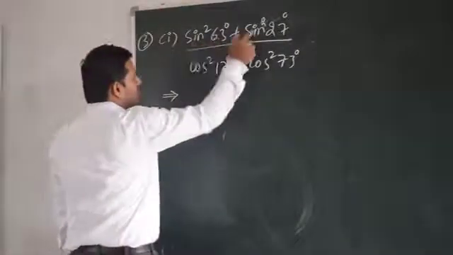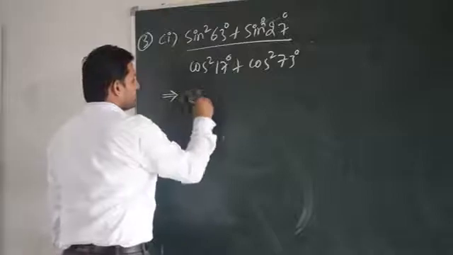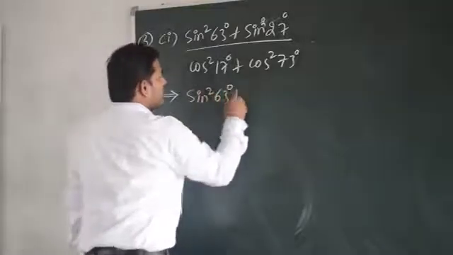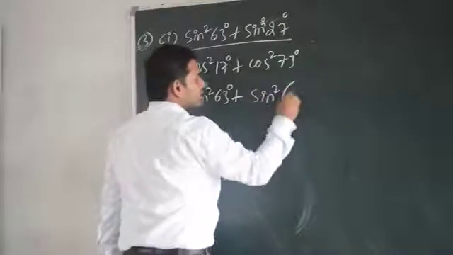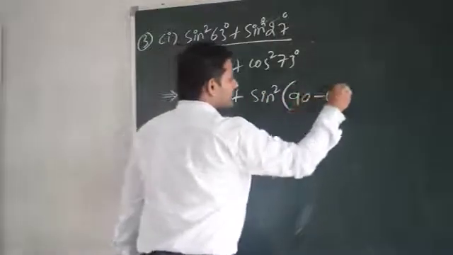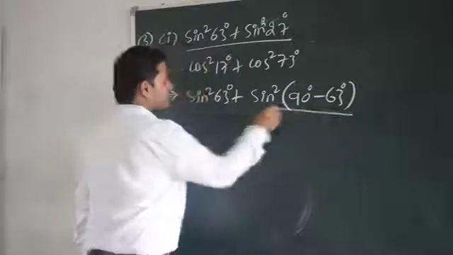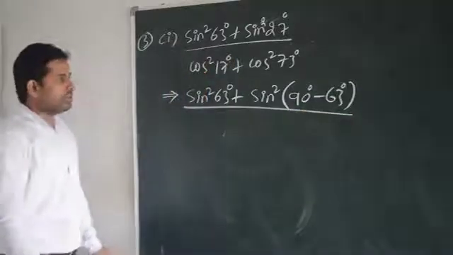Now you see here both are sine square, no? So can I write something like this? Sine square 63 degree plus this sine square is there, no? Let it be sine square. This 27 can be written as 90 degree minus 63 degree. That is for sure. Yes or no? I can write like this.